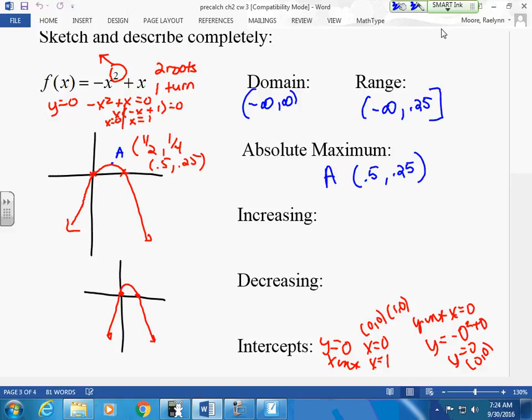So we'll label this A. I tend to like to label things. We'll label this B and C. Because what happens is, you want to tell me where they are. Don't put it all on your graph, because you end up with so many things on your graph you can't see what you're doing anymore. So we'll label these guys B and C.